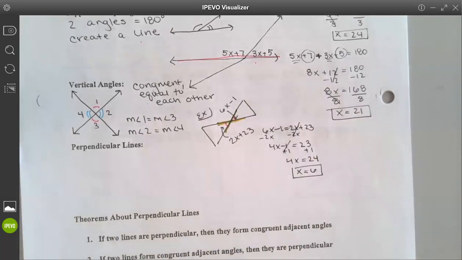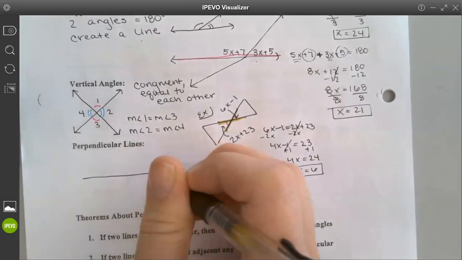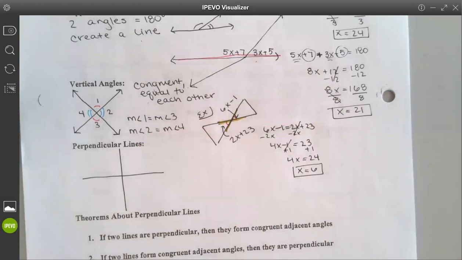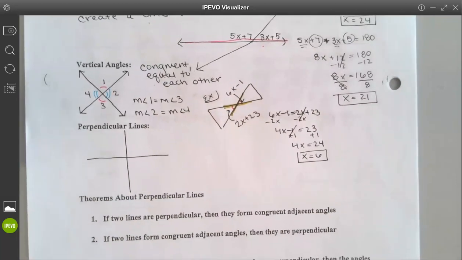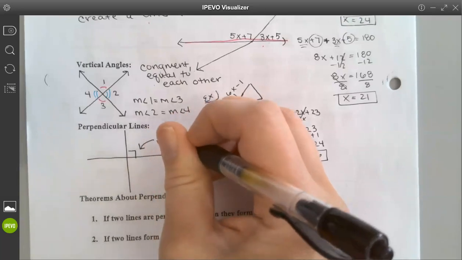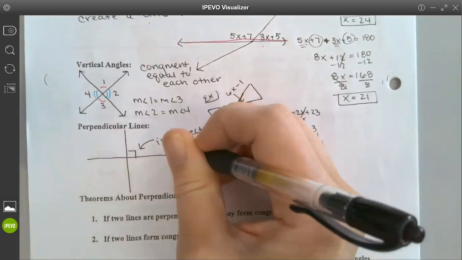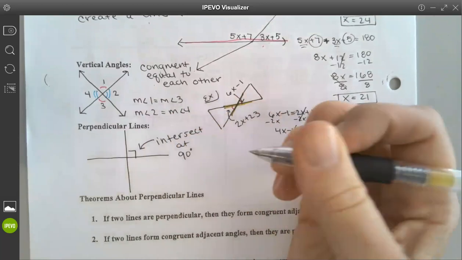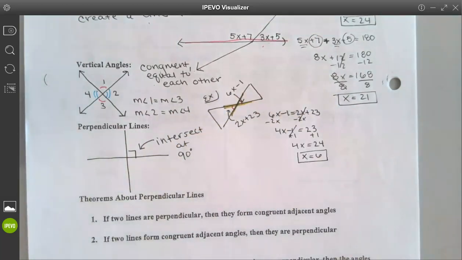Those are equal. And the last one's really not anything mind-blowing, but perpendicular lines we talked about when we talked about slope. Perpendicular lines, we just want to know that if it says that word, they're intersecting at 90 degrees. So it's creating a 90-degree angle. Not even going to talk about the theorems about perpendicular lines right now.